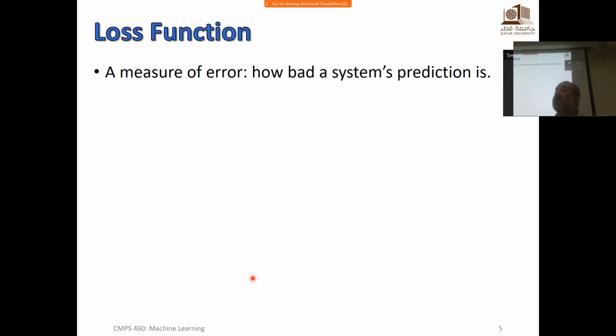The first one is the loss, which is how we know that the performance or the prediction of the system is good or bad. We do that using a very important concept in machine learning called the loss function. What do you mean by the loss function? It's a measure of error. So if the error is high, then the loss function should give us a high number, a large number. If the error is very low, then the loss function should give us a small number.